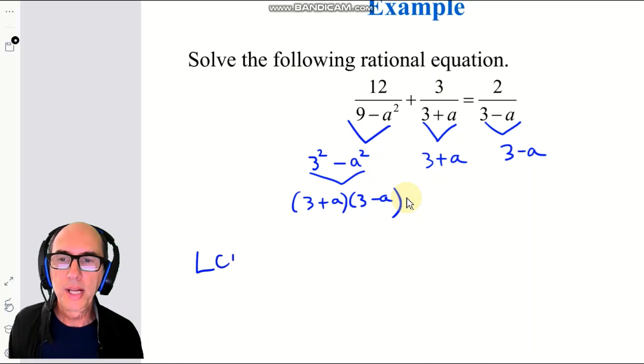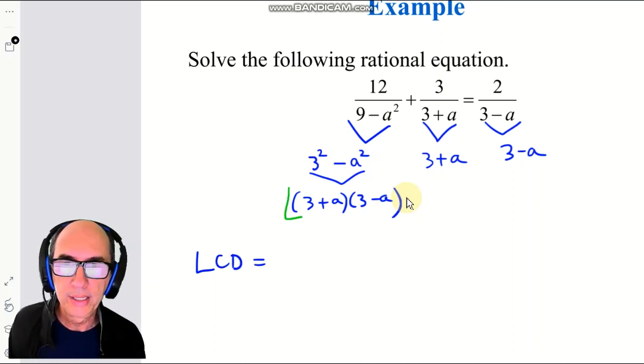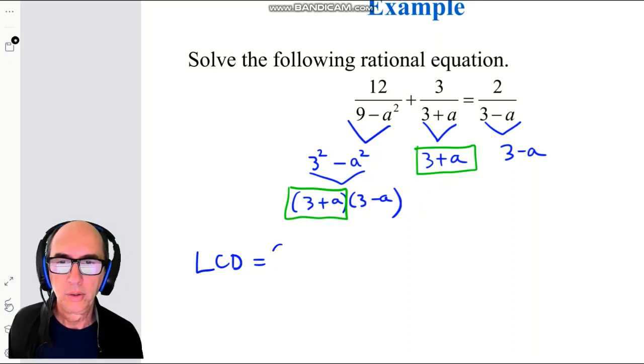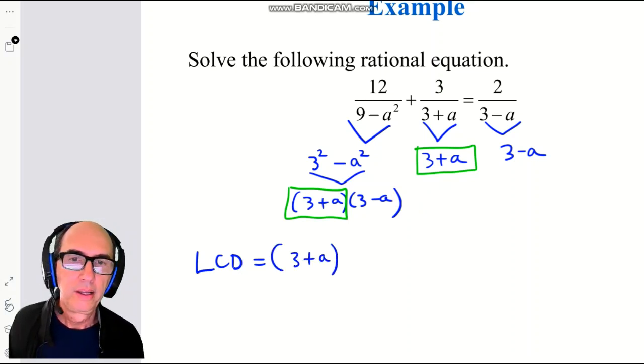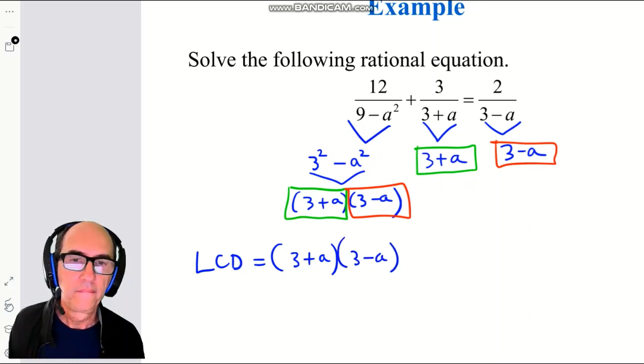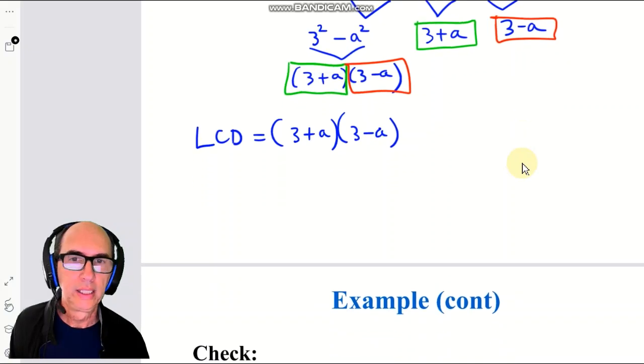The least common denominator equals only unique factors. When you find a repeat, you're gonna use the greatest power. So this is a repeat, use it only once, and this is also a repeat, use only once. Multiply both sides, all the terms, by the least common denominator, and you can work this one out to find the answer.